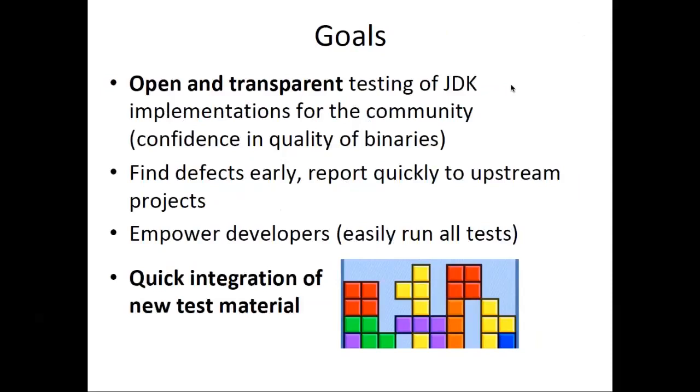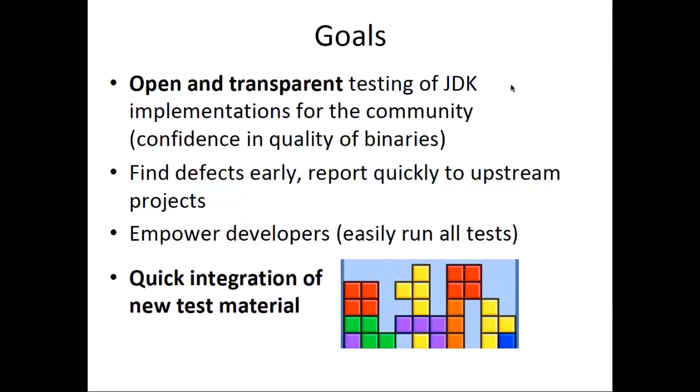Our goals, of course, are to bring as much of the testing to be open and transparent, and that's easier said than done. We'll talk about some examples of where that's not possible, but really so that the world can be confident in the quality of these JDKs that are being produced. Of course, it's less costly to fix defects when you find them early. So we want to test as low down on the stack as we can. We want to test at different levels. So we're going to talk a little bit about the layers of testing that we have.